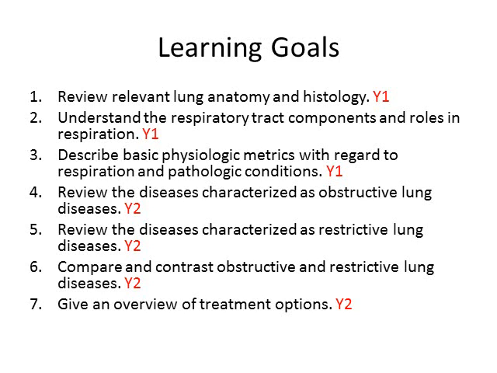So what are our learning goals for today? We want to basically review the relevant anatomy for the lung, obviously. We want to understand the different components of the respiratory tract and what their roles are in respiration. We want to understand some of the basic physiologic metrics that people use to describe some of these pathologic conditions. And these are all typically first-year objectives. You'll see this in your anatomy and histology course. You'll see some of this in the physiology course. And that's pretty much how you get a good understanding of normal.